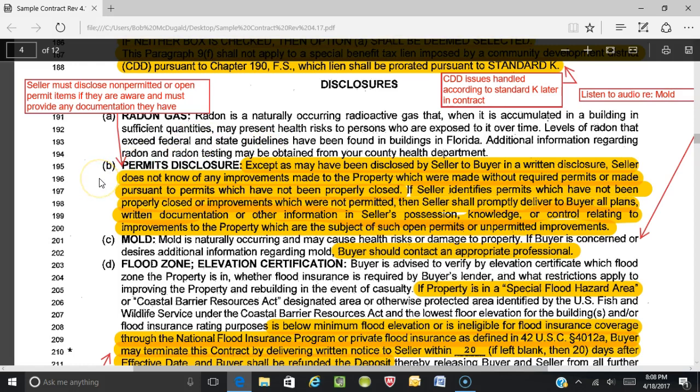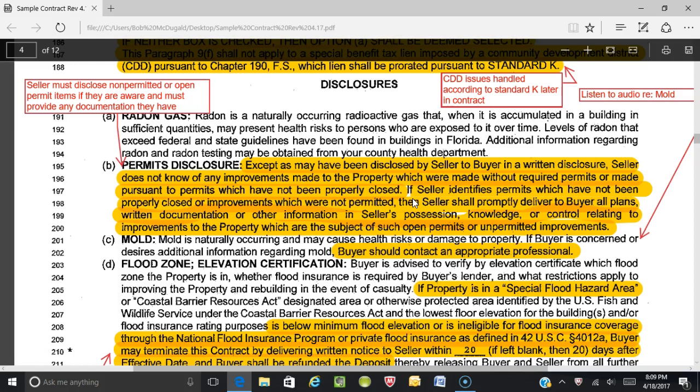Permits disclosure. This has changed a little bit from the last contract, so I'm just going to read it carefully. Except as may have been disclosed by the seller or buyer in a written disclosure, so other than what we've already disclosed, let's say the seller has made buyers aware of certain things, seller does not know of any improvements made to the property which were made without the required permits or pursuant to permits which have not been properly closed. So if the seller knows of these things, they need to disclose that in the seller's disclosure, which we're going to cover later.